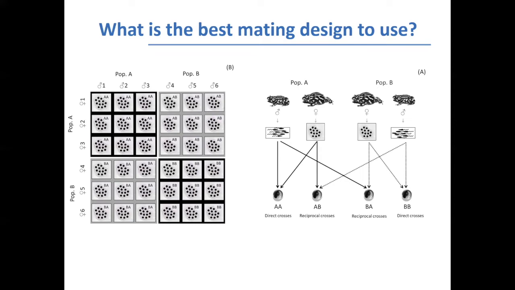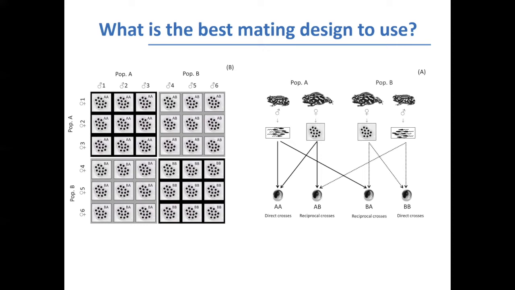Here we're considering 2 populations, population A and population B, and then crossing every parent, every genotype, in every possible pairwise combination to generate both purebred families, which are highlighted in the bold cells, as well as hybrid families, which are highlighted in the grey cells, from all possible parental genotypes.